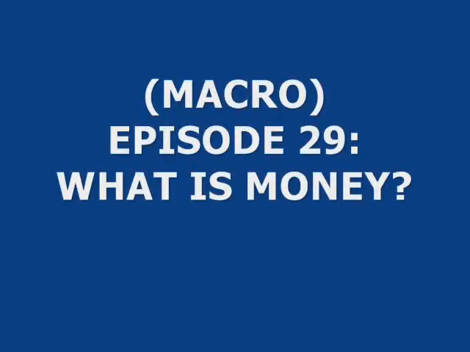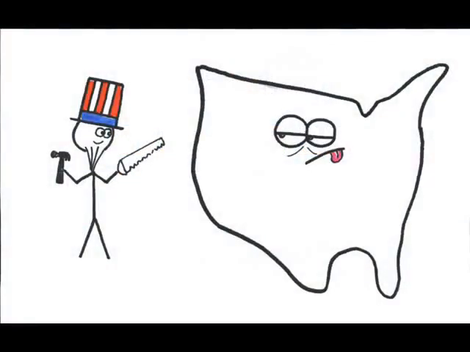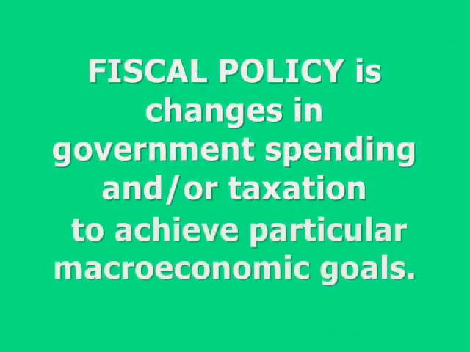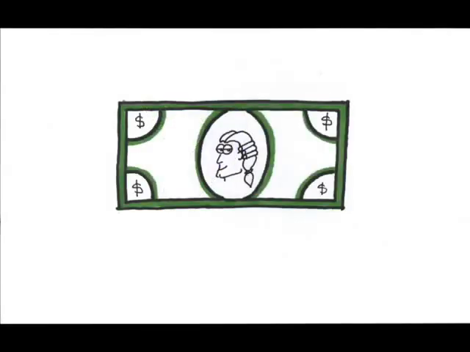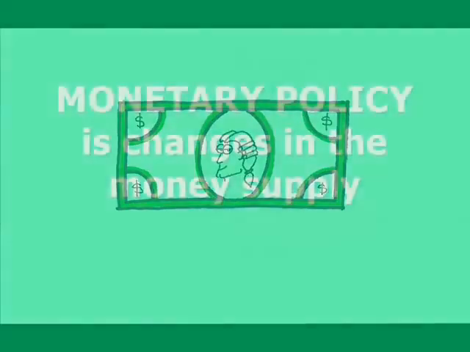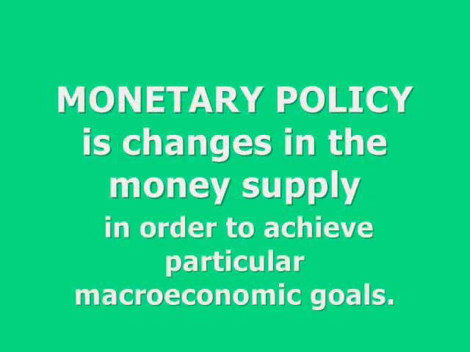If you're an economist who believes in an active role for the government in managing the economy, then you know that fiscal policy, changes in government spending and/or taxation to achieve particular macroeconomic goals, is one type of tool that you can use. But did you know that you can stimulate or slow spending by increasing or decreasing the amount of money that's available? By definition, monetary policy is changes to the money supply in order to achieve particular macroeconomic goals.